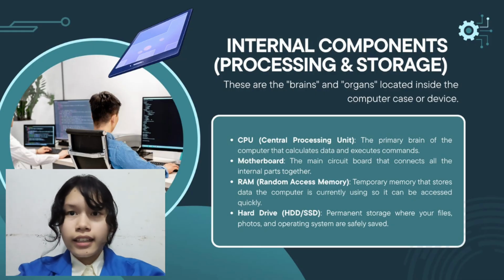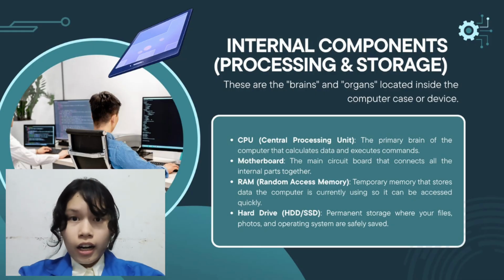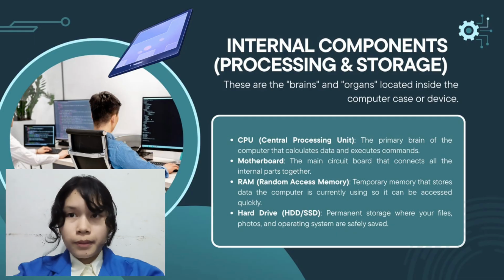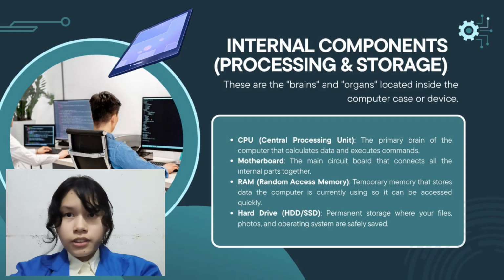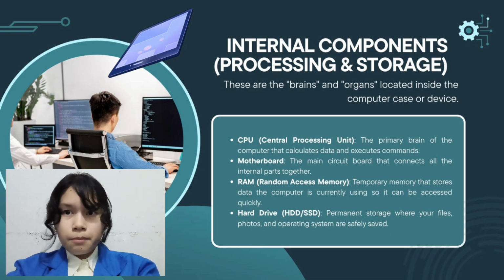So this is the example of the hardware based on internal components like processing and storage. These are the brains and the organs located inside the computer case or device. For the processing, the CPU or central processing unit is the primary brain of the computer that calculates data and executes commands. And then the motherboard. The motherboard is the main circuit board that connects all the internal parts together.